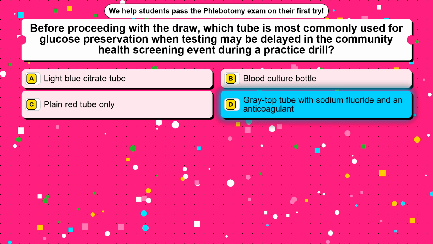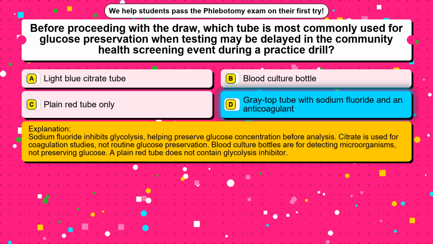The correct answer is option D, gray top tube with sodium fluoride and an anticoagulant. Sodium fluoride inhibits glycolysis, helping preserve glucose concentration before analysis. Citrate is used for coagulation studies, not routine glucose preservation. Blood culture bottles are for detecting microorganisms, not preserving glucose. A plain red tube does not contain glycolysis inhibitor.